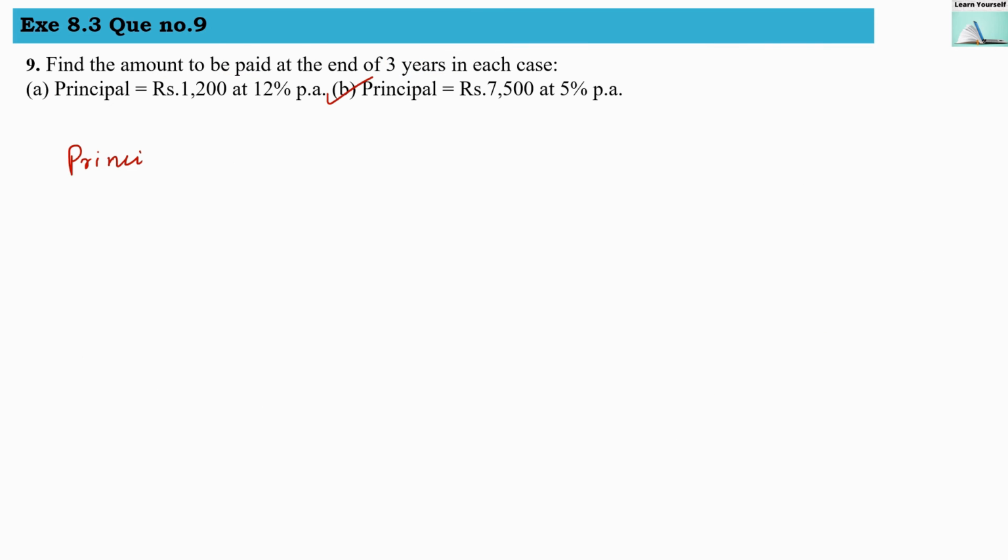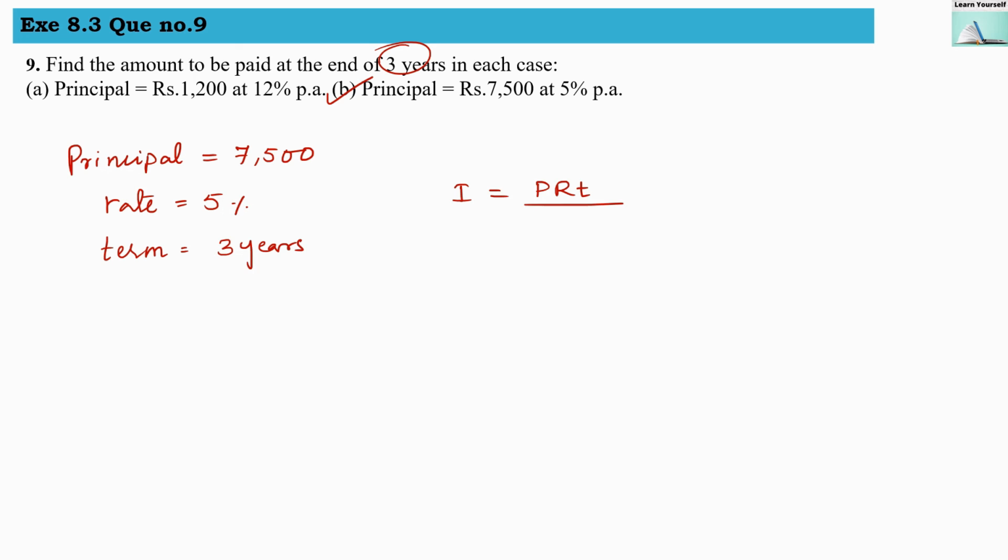For the second numerical, here principal amount is 7500, and the rate of interest will be 5%, and as they have suggested here, for 3 years, so term will be 3 years. So I equals PRT divided by 100. Our principal amount is 7500, rate is 5 and term is 3 years, divided by 100. This 20 we can cancel off. So we got here 1125. So this is our interest.